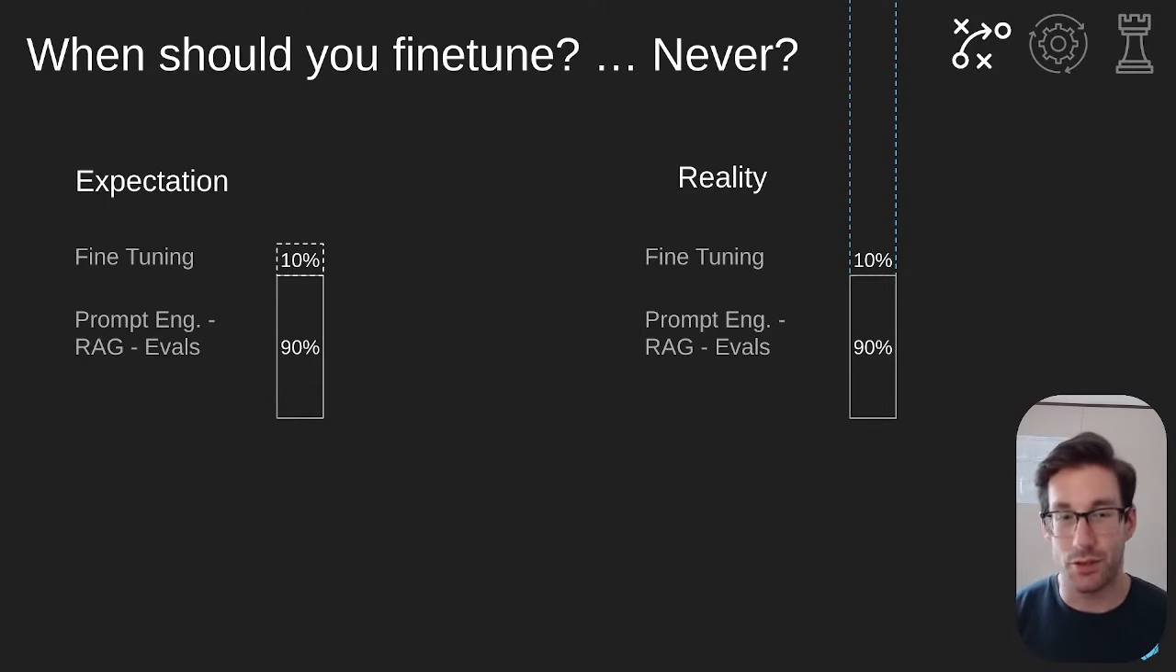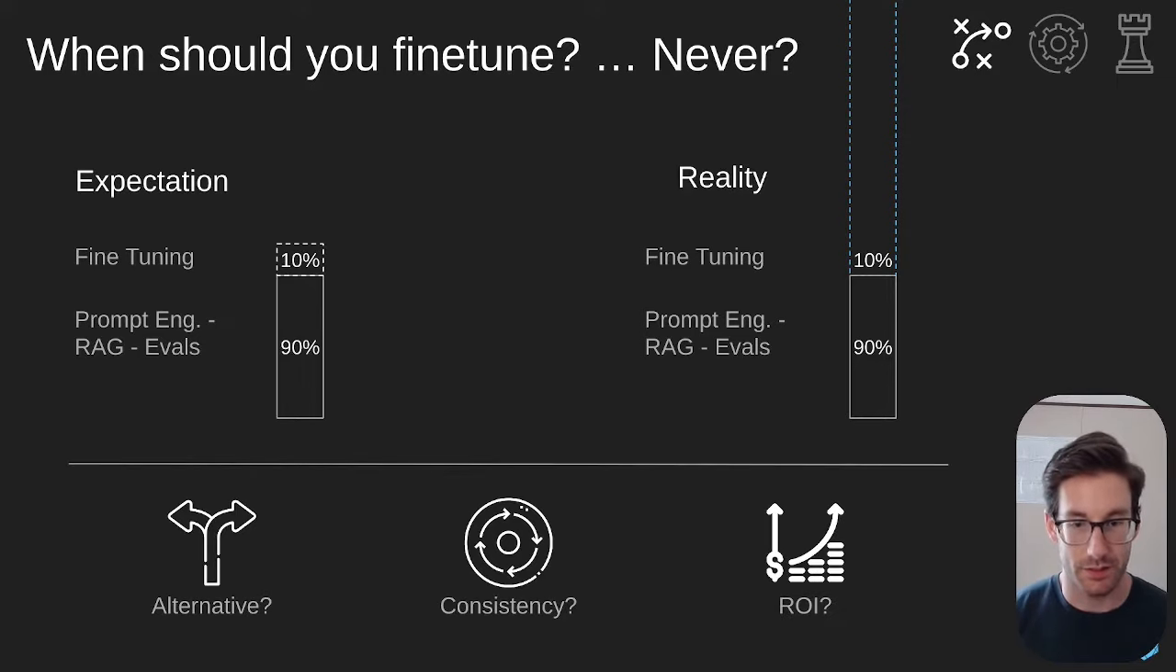But with that being said, if you still want to do fine-tuning, these are some considerations you'll want to think about. First and foremost is alternatives. Have you tried all the alternatives first? Have you thought through the different prompt engineering tactics you're using? Have you done quality prompt engineering? Do you have a quality RAG set up? And do you have quality evals set up to improve the model after each iteration?